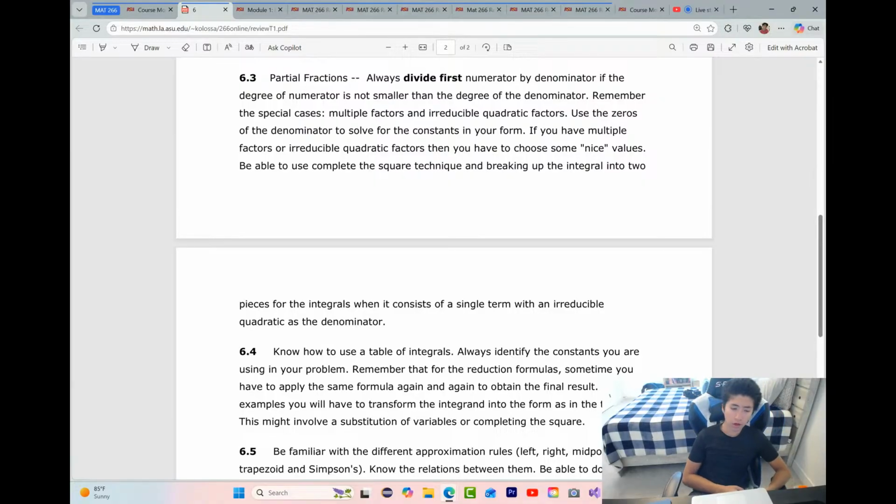in breaking up the integral into two pieces when it consists of a single term with an irreducible quadratic as the denominator. So I think I've mastered this 60% of the way there. Partial fractions is what I need to work on the most.